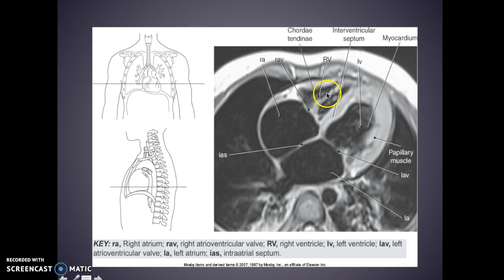MRI, this is more T2 weighted. As you can see, it's a little bit brighter. So you have your right ventricle, your interventricular septum, and your left ventricle, and you can see your papillary muscles within. You have your left atrium and your right atrium with your interatrial septum there.